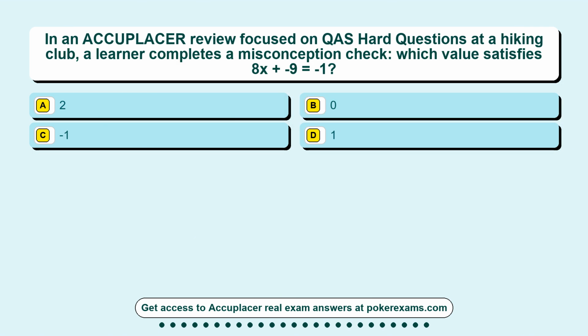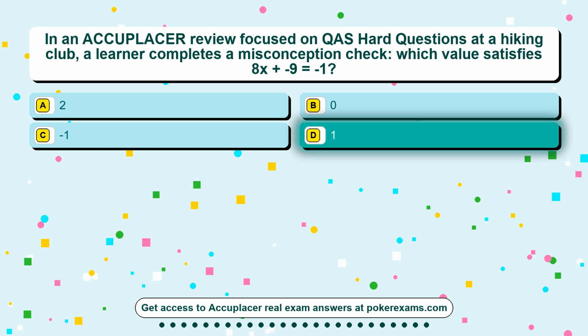Question 17. In an ACCUPLACER review focused on QAS hard questions at a hiking club, a learner completes a misconception check. Which value satisfies 8x plus -9 equals -1? Option A, 2. Option B, 0. Option C, -1. Option D, 1. The correct answer is Option D, 1.